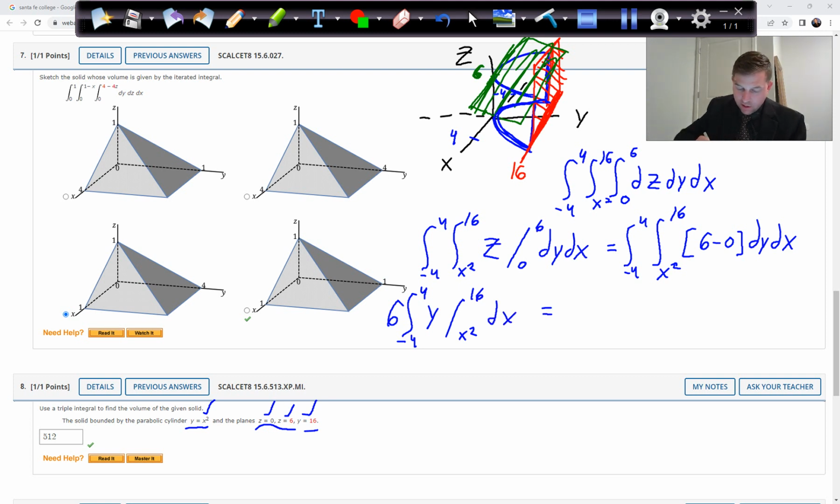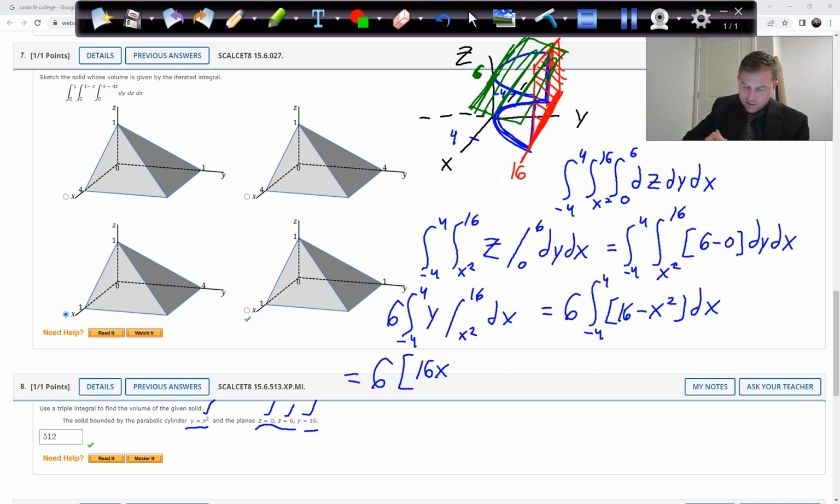This is going to be equal to 6 times the antiderivative from minus 4 to 4 of 16 minus x squared dx. This is going to be 6. Antiderivative of 16 is 16x. Antiderivative of x squared is x cubed over 3. And that goes from minus 4 to 4. So we get 6.